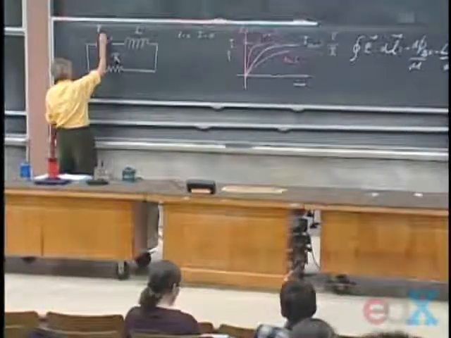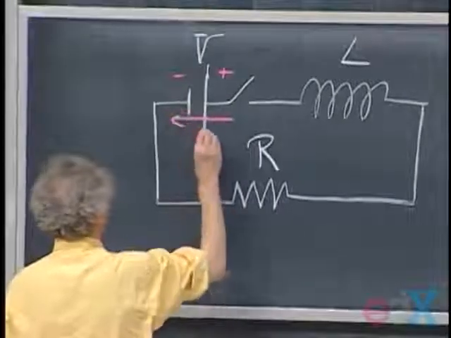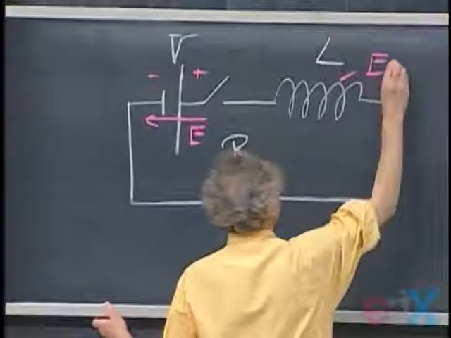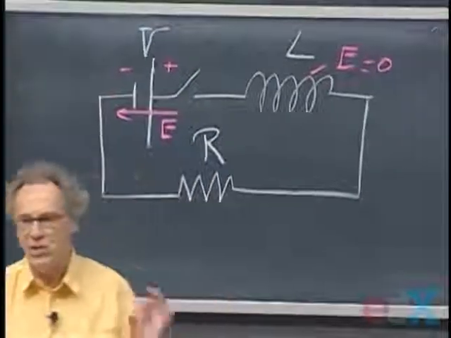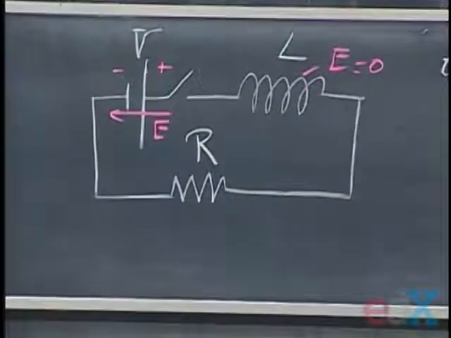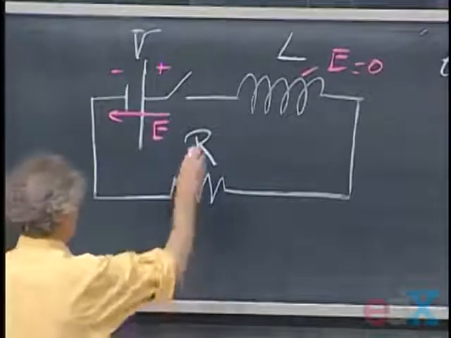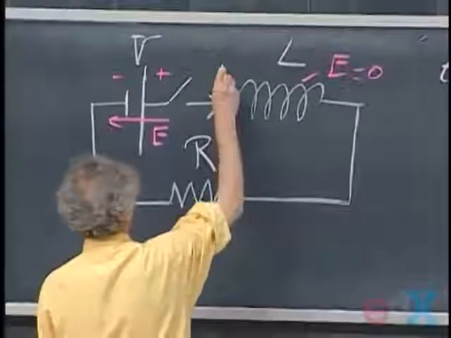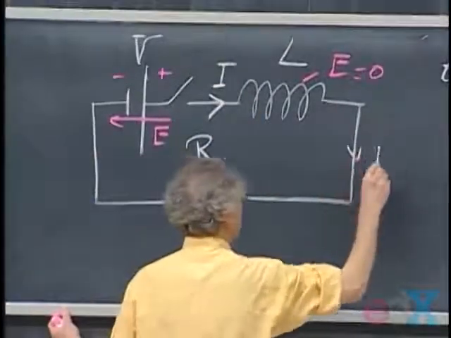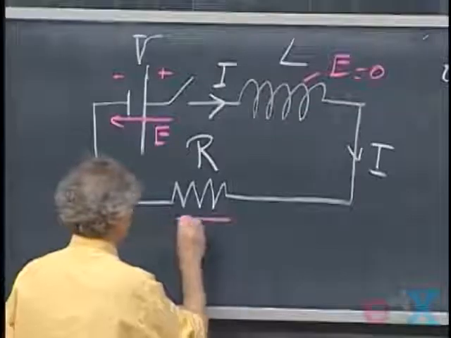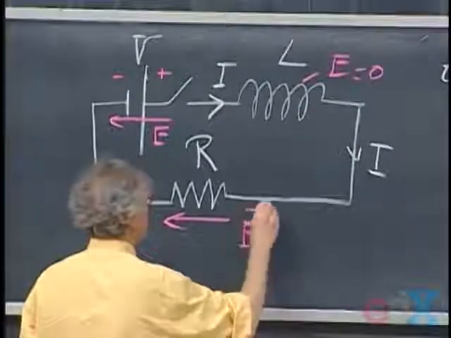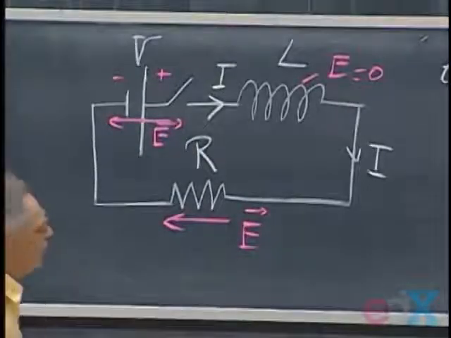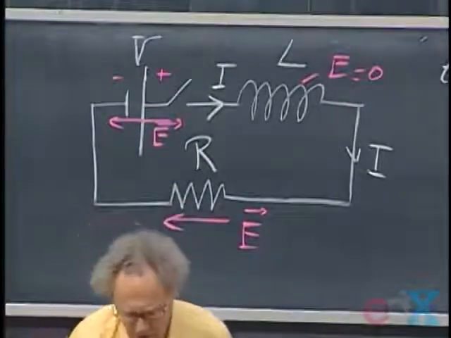This is the plus side of the battery and this is the minus side, so the electric field in the battery is in this direction. The electric field in the self-inductance is 0 because the self-inductance has no resistance, it's superconducting material. And so the electric field in the resistor, if the current is in this direction, which it will be, then the electric field in the resistor will be in this direction. So now I am equipped to write down the closed loop integral of E dot dl.